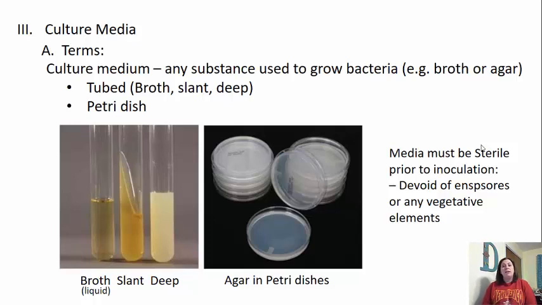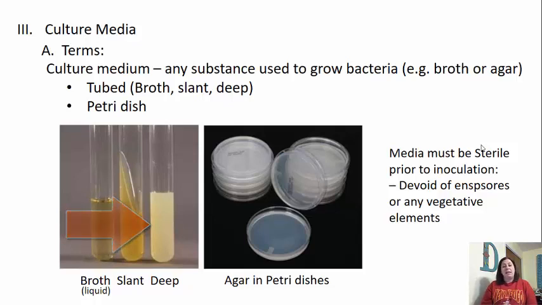Now, when we look at this broth or agar, we can put it in tubes. You can see here in the picture, you have the broth, which is the liquid in the tube. We can also have it as a slant. This is agar that they've put in the test tube, and then they have the test tube as it solidifies into the agar, and they do it at an angle, so it makes a slant. Or we can even do a deep. Again, this is agar, but it has been poured and it stays straight up, creating a deep.